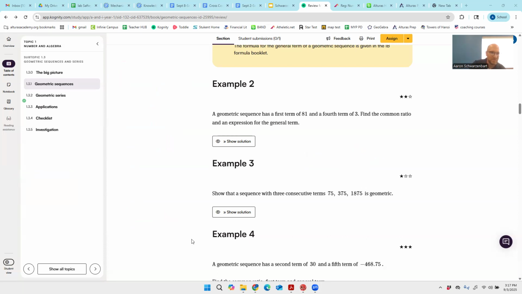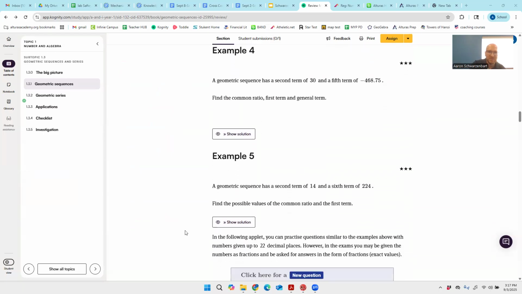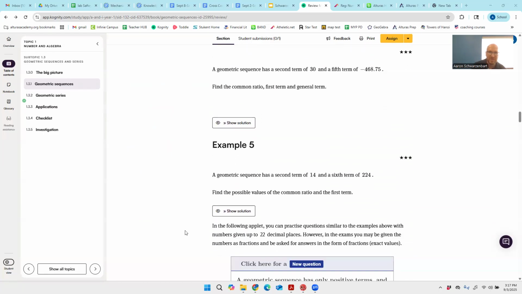Example 4. A geometric sequence has a second term of 30 and a fifth term of negative 468.75. So, again, get my knowns and unknowns down. U2 is 30. U5 is negative 468.75.